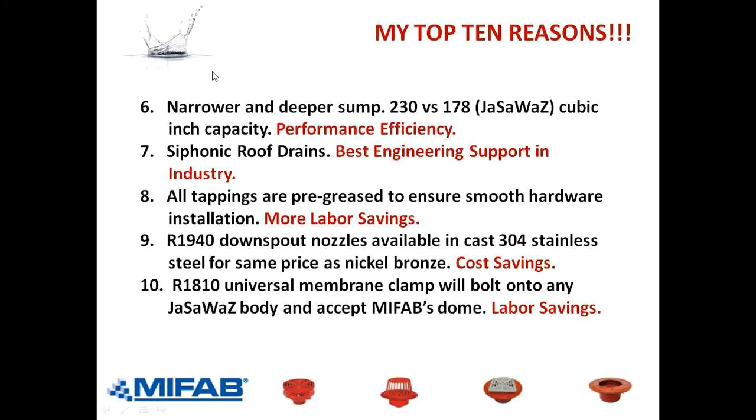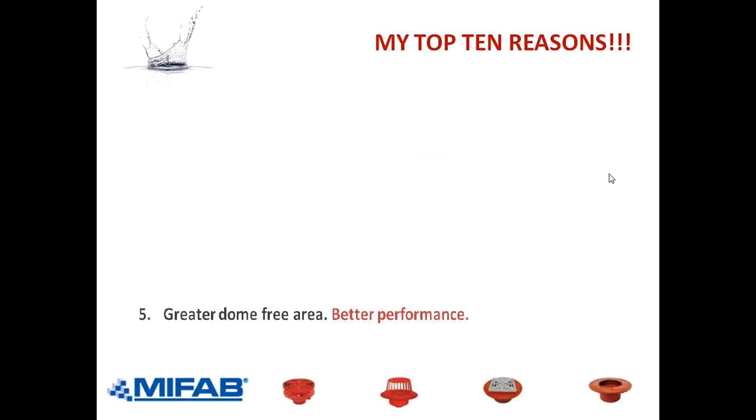Number 6, this refers to the narrower and deeper sump capacity, 230 cubic inches versus 178 versus the other guys. So we've got greater efficiency because we're draining that water more efficiently than the other guys. Number 5, greater dome free area. We looked at the photos where our dome has more free area. Why? Because we're typically higher in our height. We're 7 3/4 versus 4 1/2.